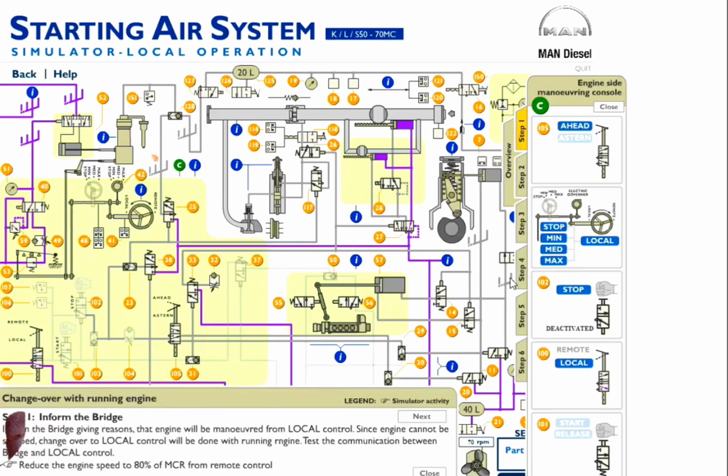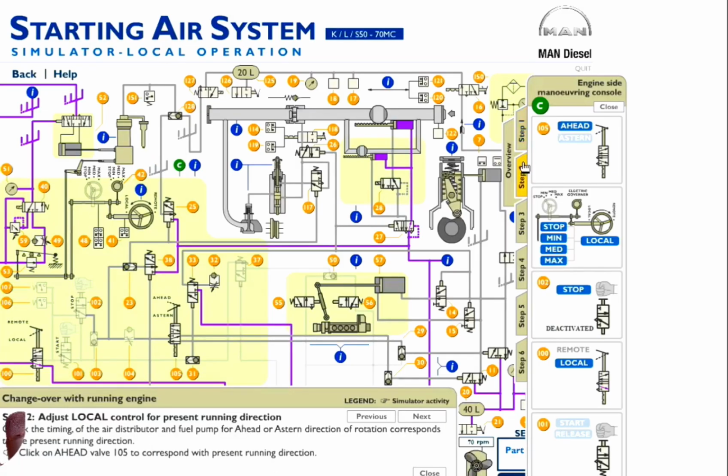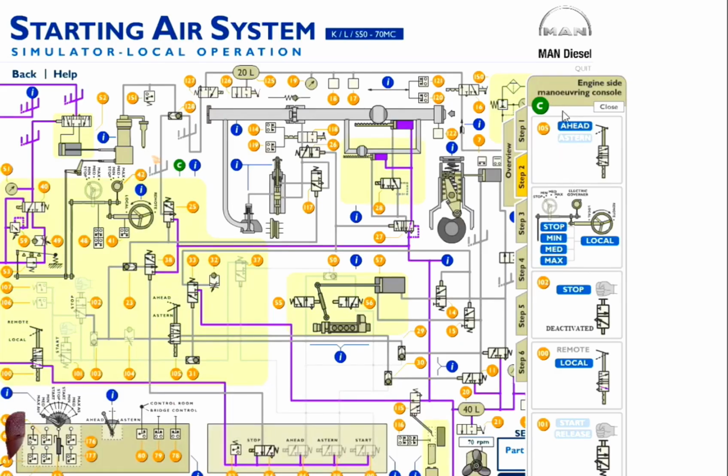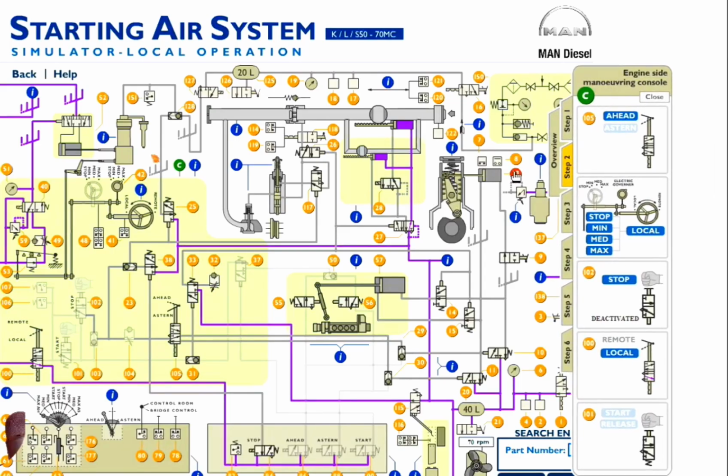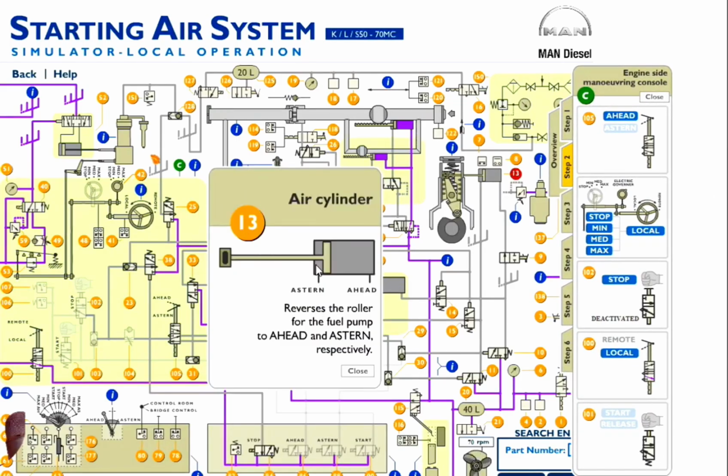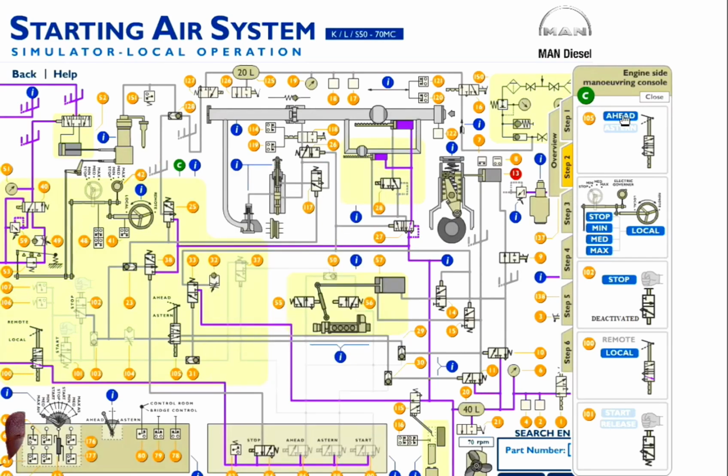Okay, we inform bridge that we will take local control with engine running. Okay, we test also the communications. Adjust local control for present running direction. Okay, let's see that where we're running, what direction. Let's see. Okay, astern, it's on astern position. Okay, it's astern. Here we don't change nothing, as it is.